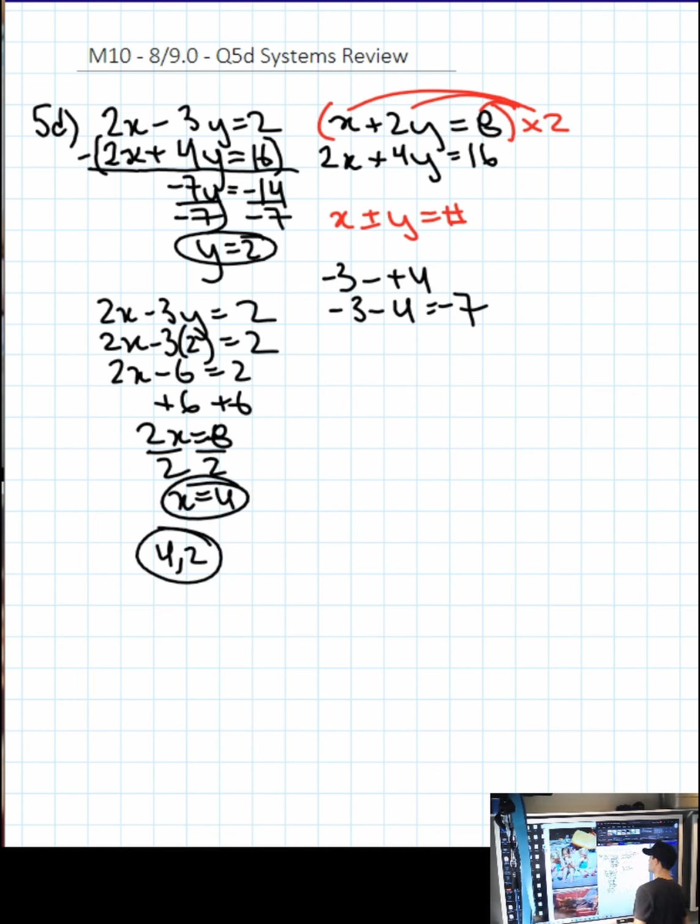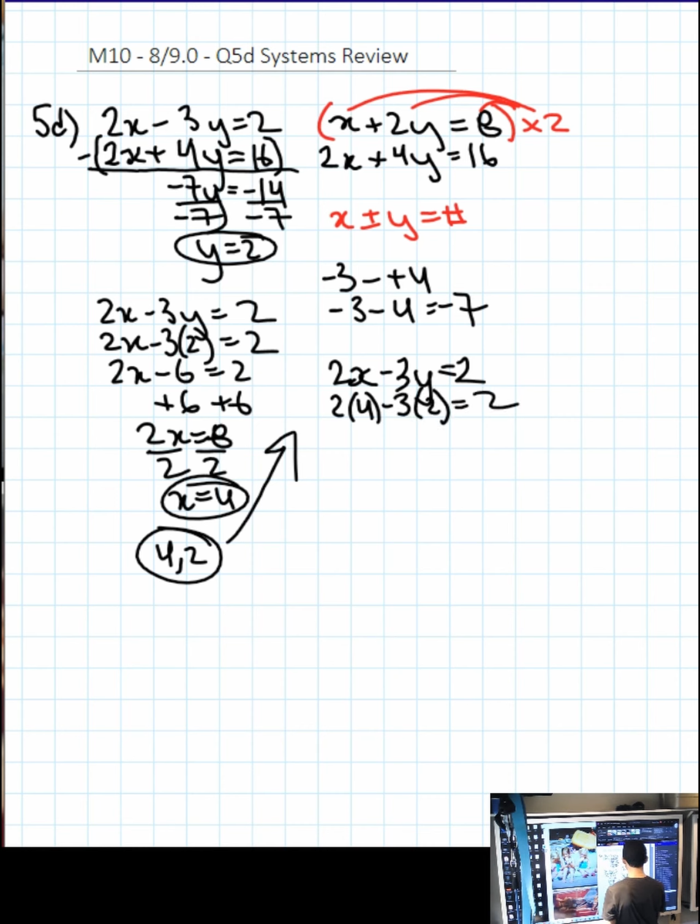So we found the intersection by elimination, and now we're going to check our answer by substitution. We have our first equation, 2x minus 3y equals 2. Let's take the x and the y value and substitute. We just got the point (4, 2), so we have an x value of 4 and a y value of 2. So 2 times 4 minus 3 times 2. 2 times 4 is 8, 3 times 2 is 6, 8 minus 6 equals 2. 2 equals 2, check mark. (4, 2) is on the first line.